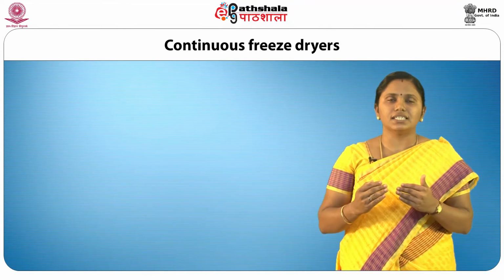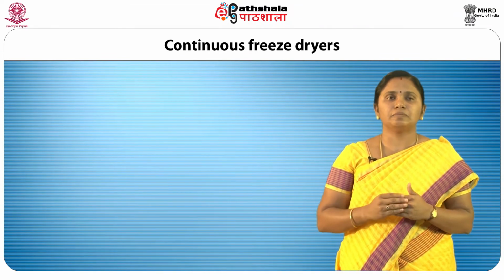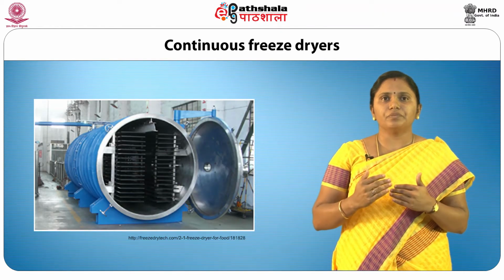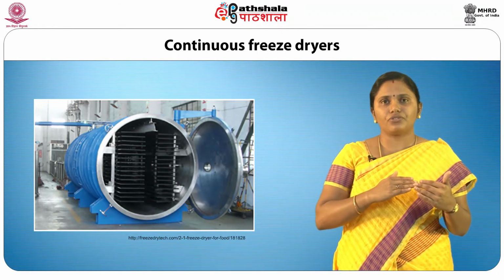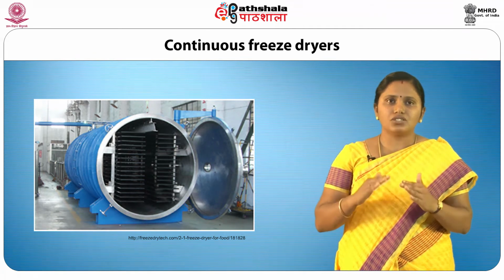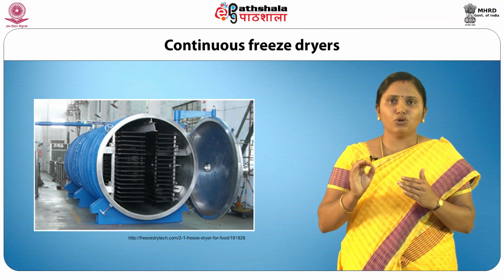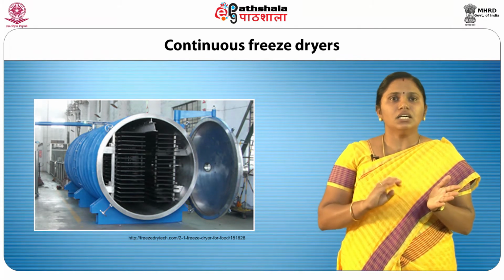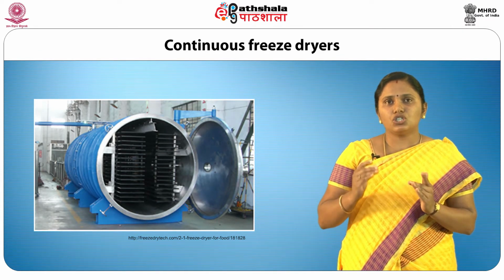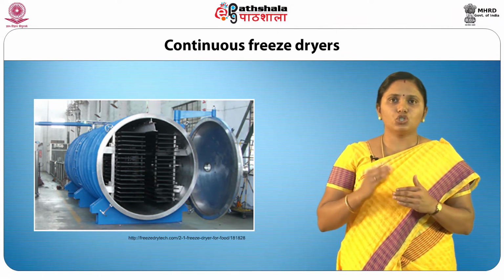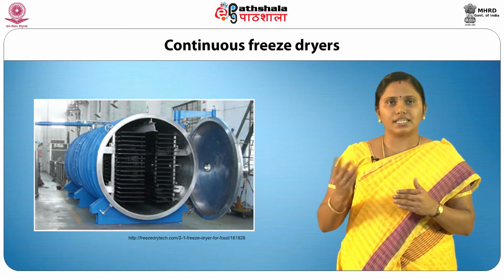The second one is continuous freeze dryers. To overcome the disadvantages in batch type freeze dryers, multiple freeze dryers are used. The continuous type of dryers is economic in terms of labor, large capacity, and to get uniform drying. Two types of multiple freeze dryers are available.